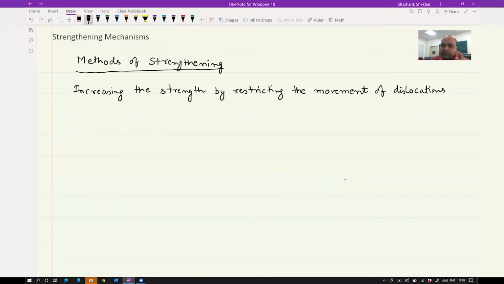Now the question is, since we have to restrict the movement of dislocations, they have to interact with some microstructural features, right? Dislocations can interact with many microstructural features, and I'm going to list all of them one by one. Then I'm going to tell you, based on the interaction of dislocations with that particular microstructural feature, what the name of the mechanism is. So dislocations can interact with different microstructural features, and the first is other dislocations.